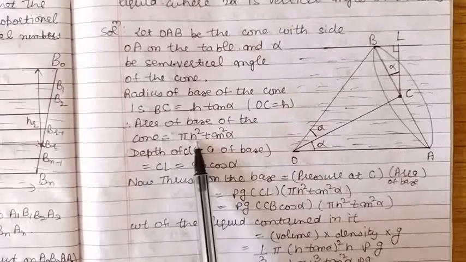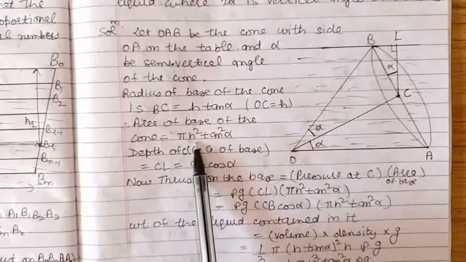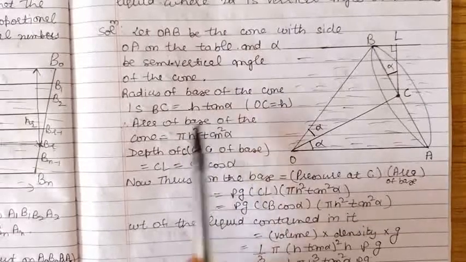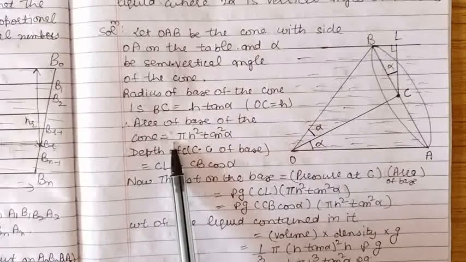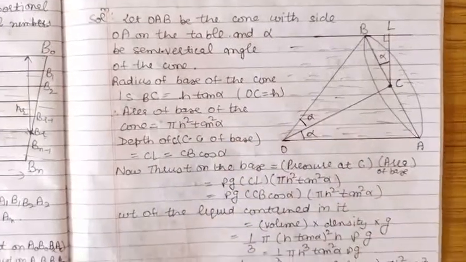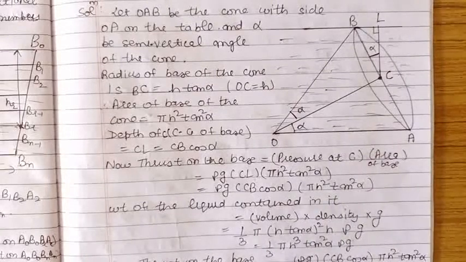Now we can find the area of the base of the cone. Area of the base is pi into the square of the radius. Radius is H tan alpha. So the area of the base will become pi H square tan square alpha. Now we have to find the thrust on the base and the weight of the liquid contained in the cone.